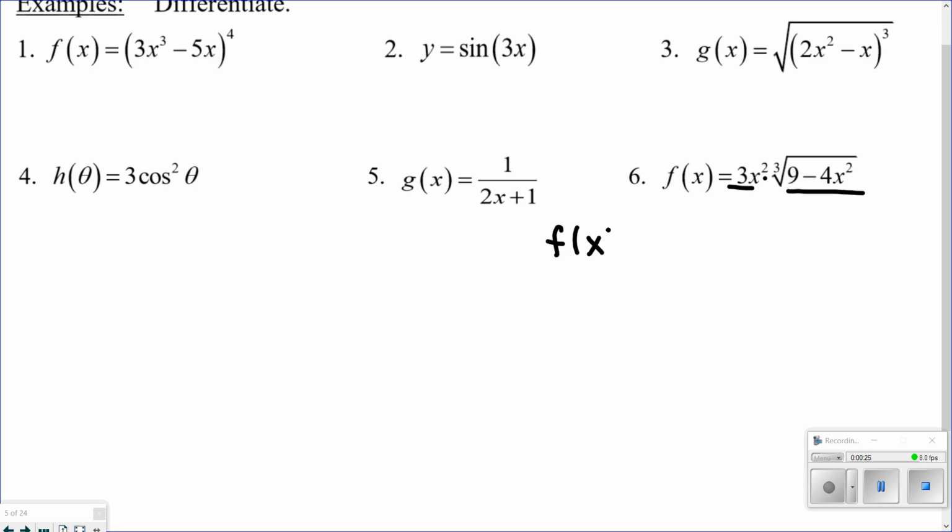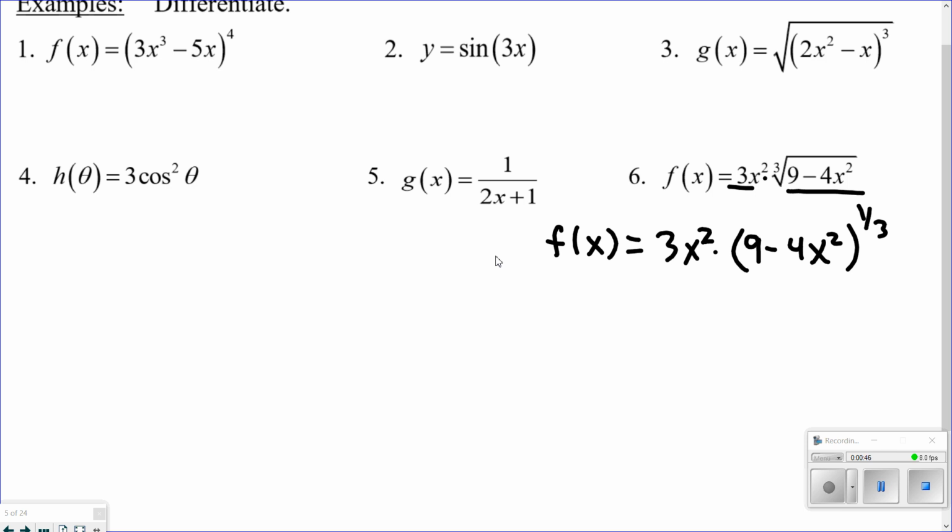So f of x is equal to 3x squared, times (9 minus 4x squared) to the 1/3. In the video, I believe I wrote 9 minus 4x squared to the 1/2, when it should have been 9 minus 4x squared to the 1/3. So maybe you saw that, maybe you didn't. But anyway, I'm just going to work this problem really quick and make sure that's fixed.